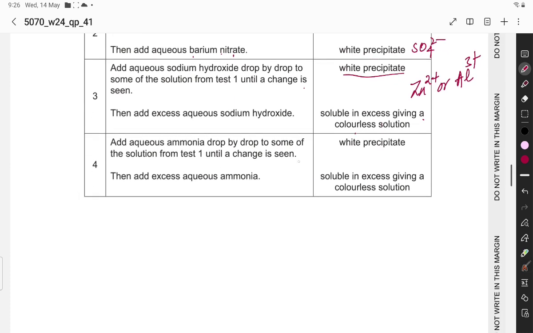Add aqueous ammonia drop by drop to some of the solution from test 1 until a change is seen. White precipitate, then add excess aqueous ammonia, soluble in excess, giving a colorless solution. This test confirms zinc ions are present in the solution. So aluminium ions are absent.